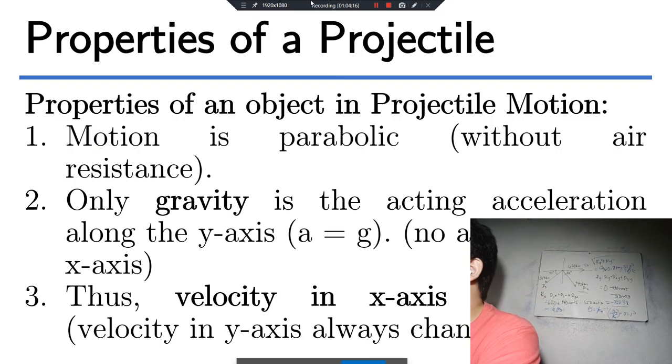Kaya, ang velocity along the x-axis is always constant. Ayan, see? Tapos yung velocity sa y always changes, kasi doon lang yung may acting acceleration. Negative yung magnitude na, kasi nga, pababa siya. Okay? Sige.